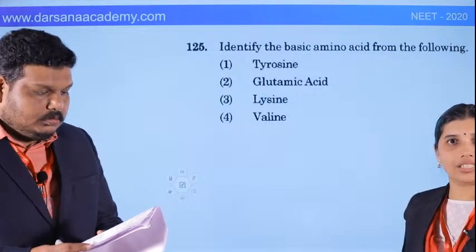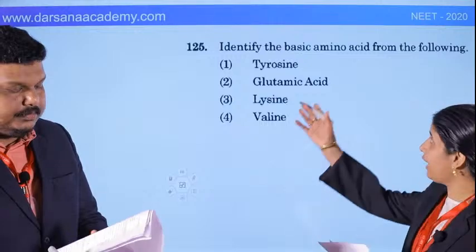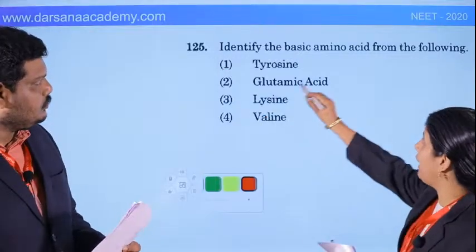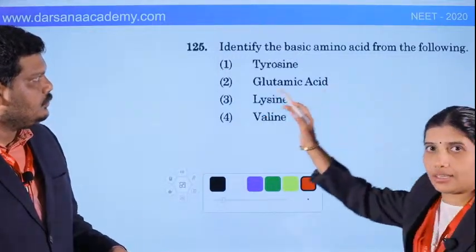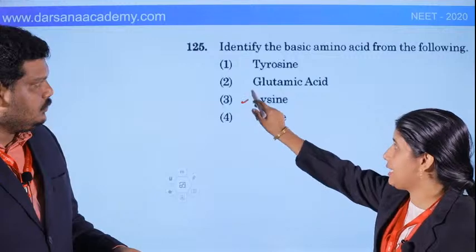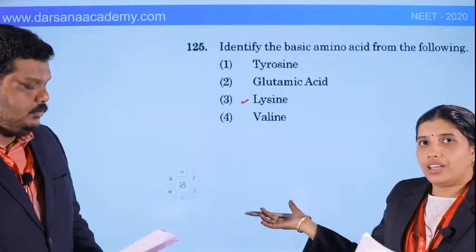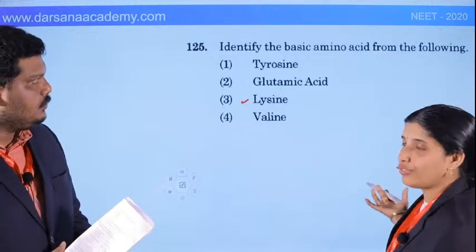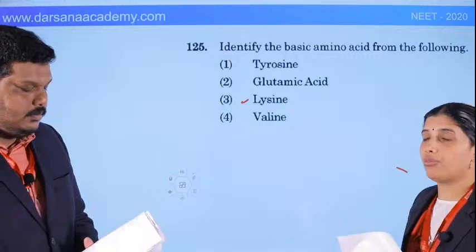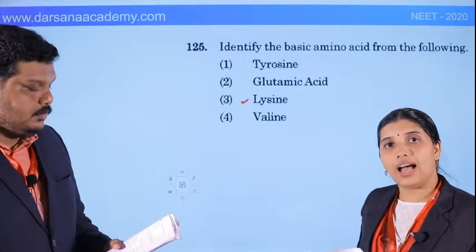We know that, but it's also from the NCERT. It's a direct question from the NCERT. We know that we have to identify the basic amino acid, basic lysine. That's the answer for this question. There is no doubt for this question. We can see that for question number 125, 3 is the correct answer.